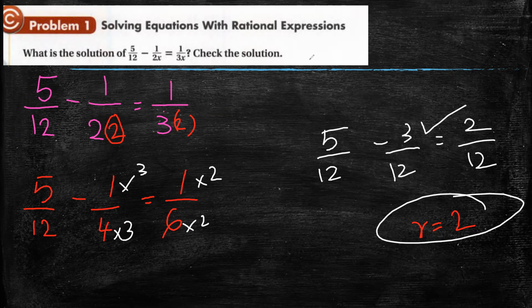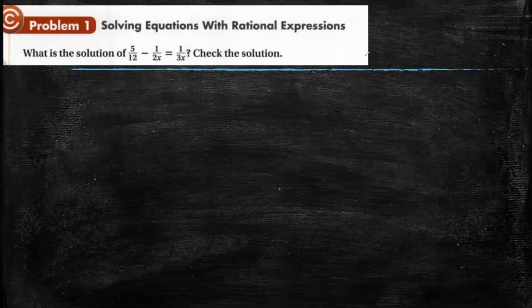So I will repeat: find the least common denominator, then multiply, then solve. After you solve, if they ask you to check, you have to check your answer. Is it clear? Yes. Okay, let's now go solve for example.